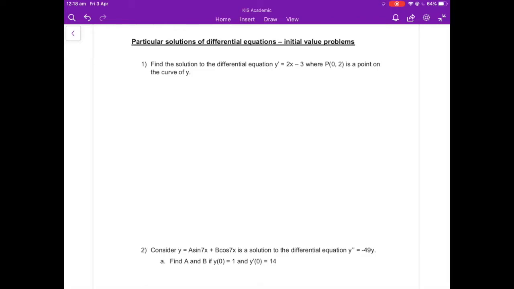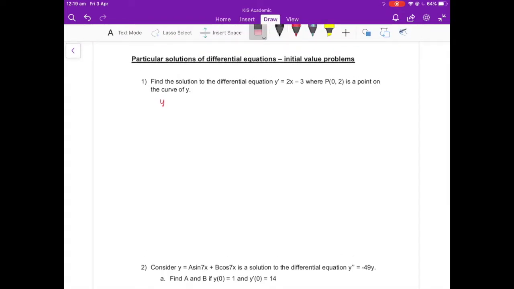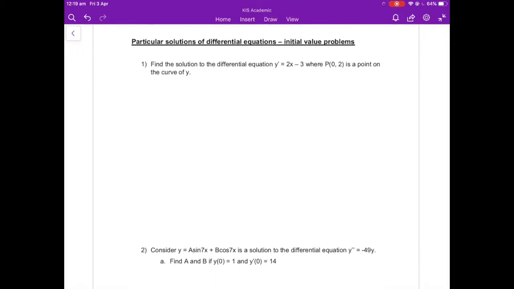So let's start by looking at the first question. Find the solution to the differential equation y' equals 2x minus 3, where (0, 2) is a point on the curve of y. So, the solution to that would be the function in terms of x and y. So what I'm going to do first is integrate. So y' equals 2x minus 3.